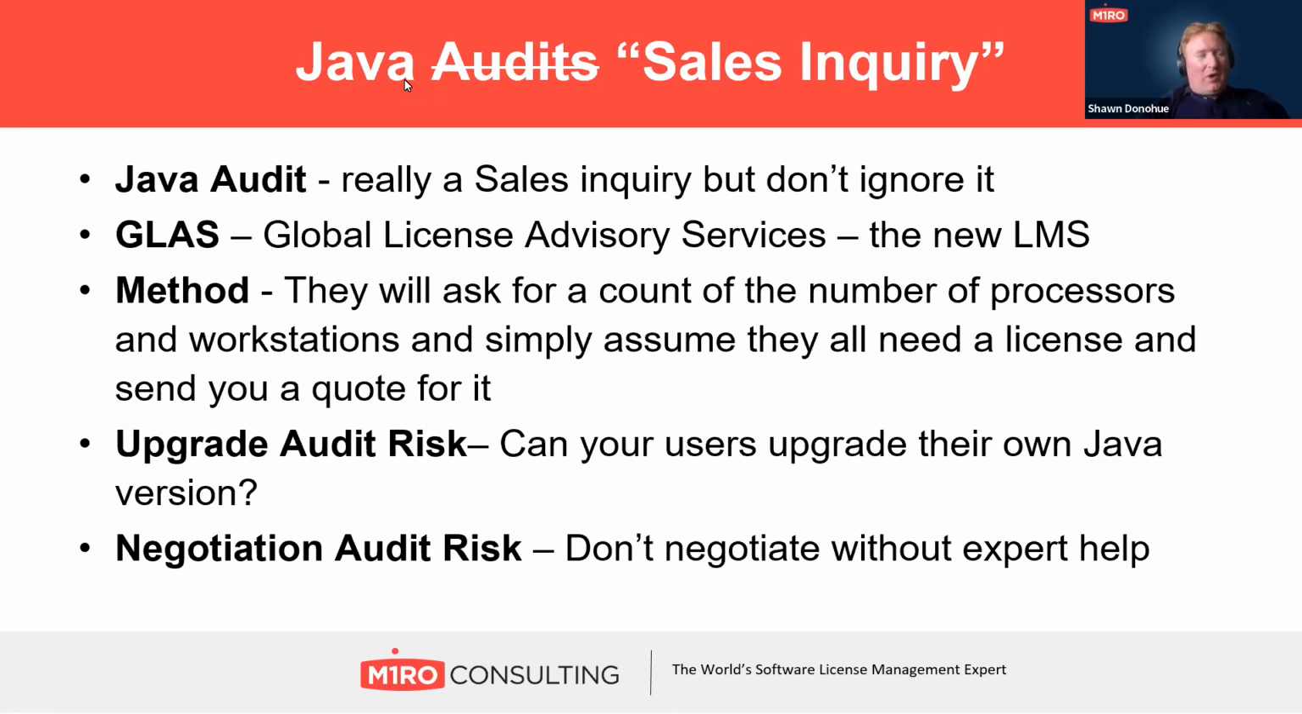So now you might want to know, how the heck does Oracle know how many Java licenses I need? Well, it's pretty simple. They're just going to ask you for the number of processors you have and the number of workstations and devices, etc. And they're going to assume you need a Java subscription for every single one of them. And let me tell you, they may not be wrong. That Java might be on every single one of them. So keep that in mind.